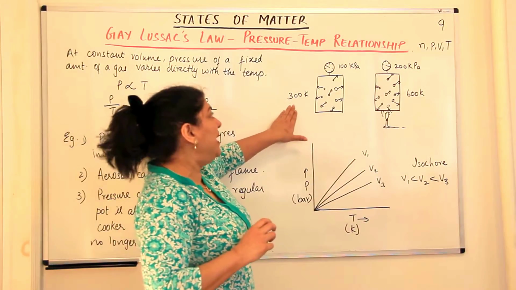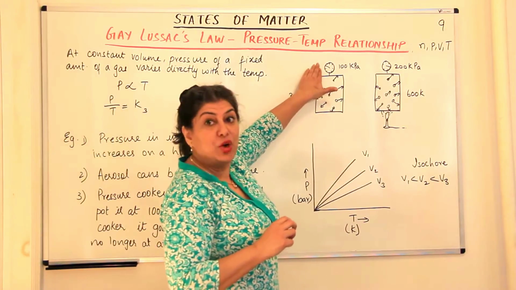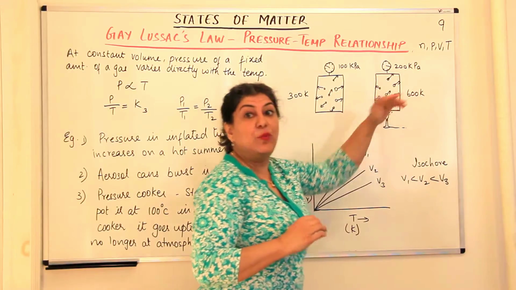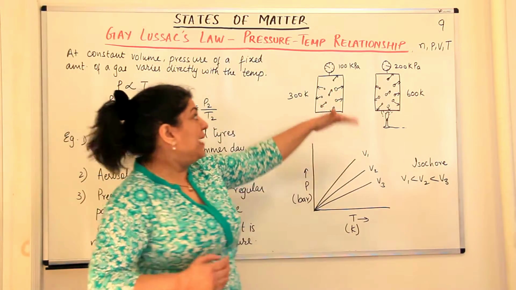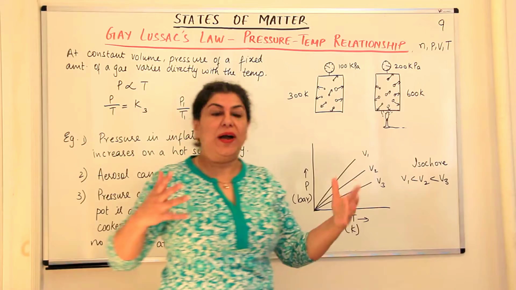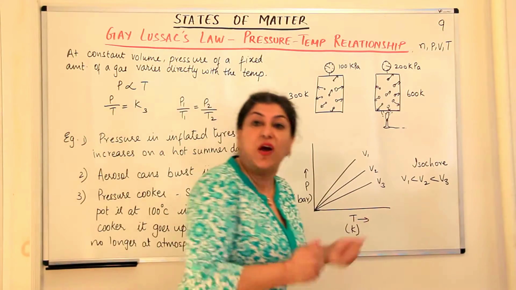So at 300 Kelvin, the pressure was 100 kilopascals. At 600 Kelvin, the pressure doubled up. That is, it became 200 kilopascals. Why? Because the speed of the molecules was now double.